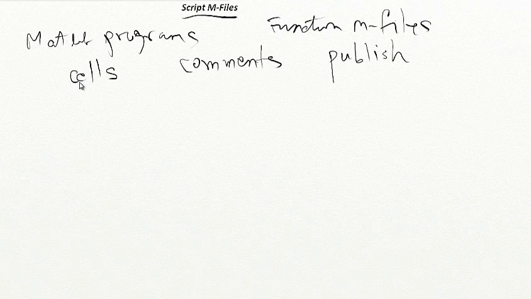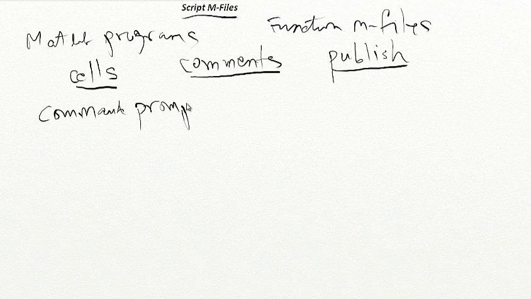So these are the three main features of script M-files that we will focus on: how to organize them by cells, how to incorporate comments to make them useful, and how to publish them so that you can transmit them to somebody else. Now, you already know how to issue simple MATLAB instructions at the command prompt. The command prompt is, of course, the double carets that you see in the MATLAB command window, the basic MATLAB window in which you type your instructions.